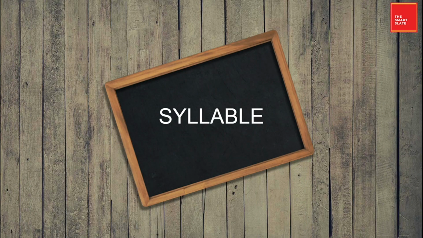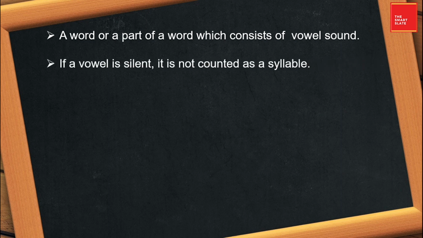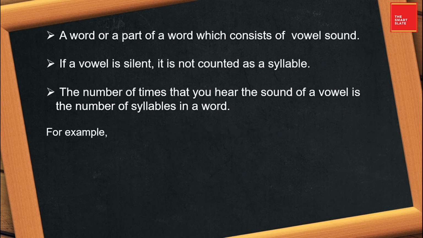Next is syllable. What is a syllable? A syllable is a word or a part of a word which consists of a vowel sound. If a vowel is silent, it is not counted as a syllable. The number of times that you hear the sound of a vowel is the number of syllables in a word. For example, the word syllable has 3 syllables in it, that is SYL, LA, and BLE.